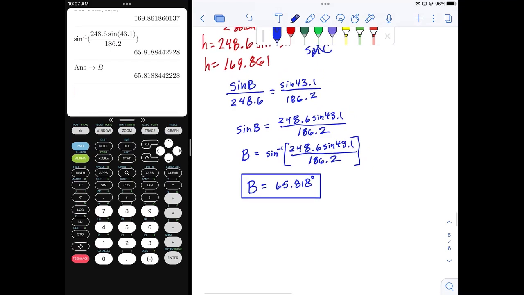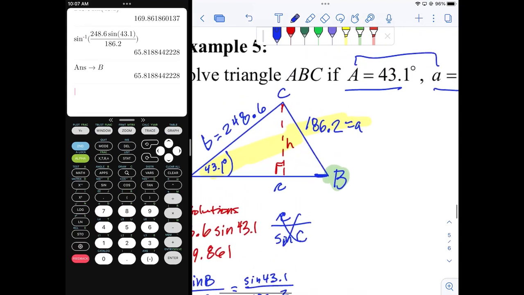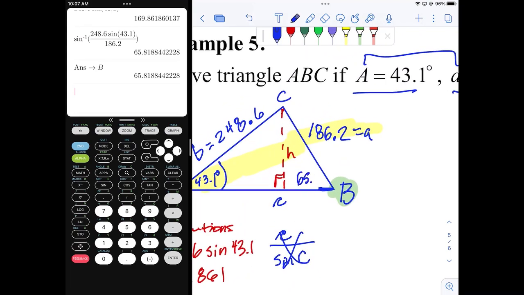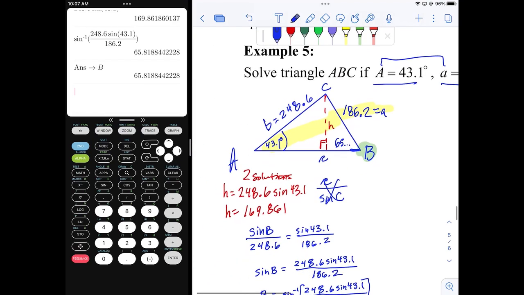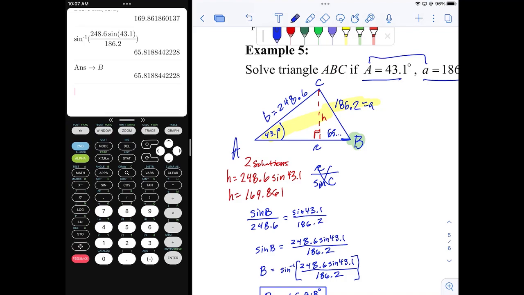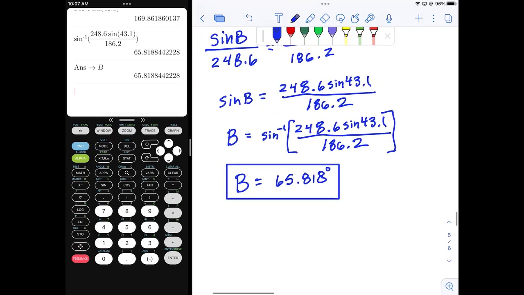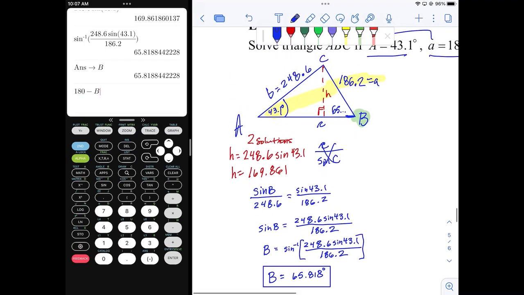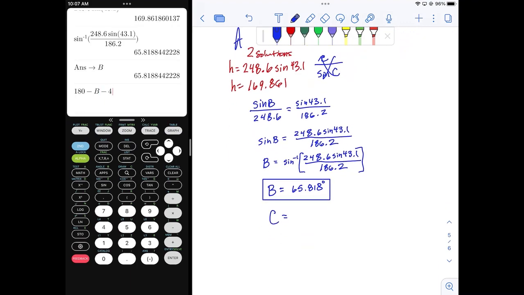Now that I have angle B, let me write it in here. It's 65 dot dot dot. I don't have room for it. Let's put 65 dot dot dot. Now I can find the third angle, right? So let's find the third angle. You don't have to show me the calculations, just do it. It's going to be 180 minus alpha B, what I just found, minus the 43.1. Because the sum of all the angles is 180. Hit enter, and you get C is 71.081.